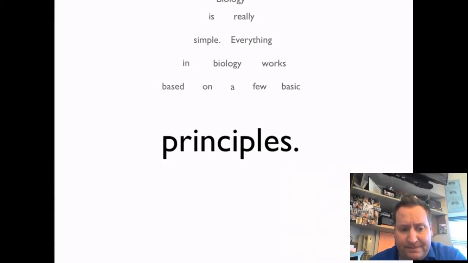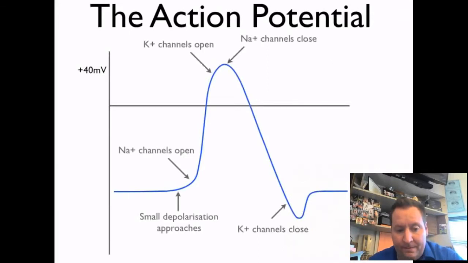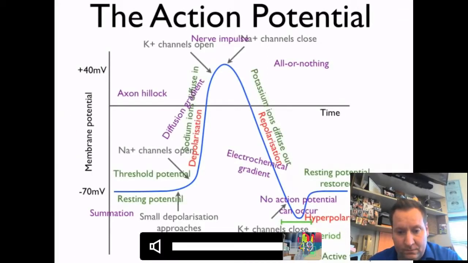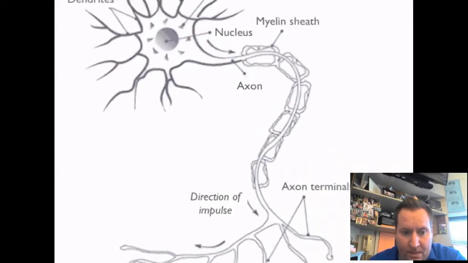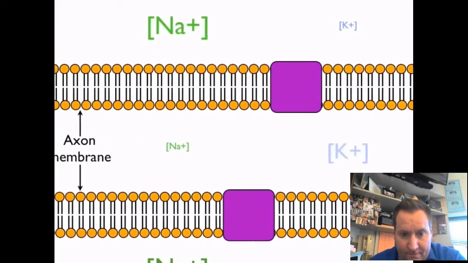Potential is a really good example of this. It might look pretty complicated, but all you need to know is how diffusion and active transport moves ions. This is the structure of a myelinated neuron, and if we look closer at the axon, we can see that when the neuron is at rest, there is a higher concentration of sodium ions outside the cell compared with the concentration inside, and it's vice versa for potassium.